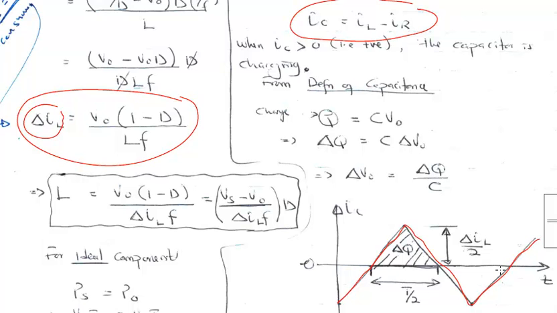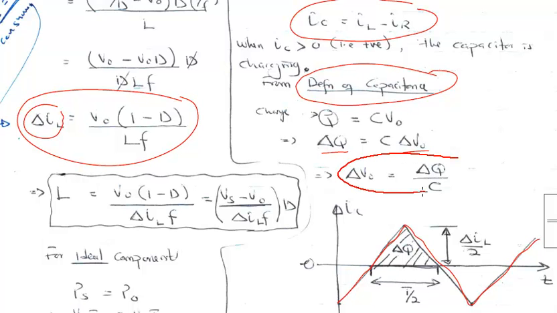How do we calculate the ripple? Let's go back to the basic definition of the capacitance. So we know that Q is equal to C times VO, which means that the change in Q should be equal to C times the change in VO if our capacitor is constant. From here we can find the expression for the change in VO, which is basically the change in Q over C. Now this is a region when the current through the capacitor is positive, so that's where the change is going to occur. If we can find this area, dividing that area by C is going to give us the expression for the change in voltage.